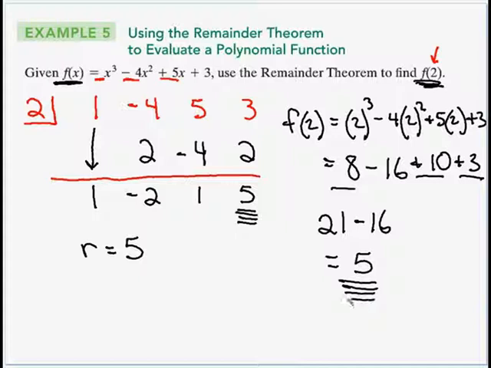Look at that. So if we're going to divide our polynomial by this number, the remainder is actually the value of the function for that x value. We divided by 2, our remainder was 5. f of 2, the output was 5. So there is the use of the remainder theorem.